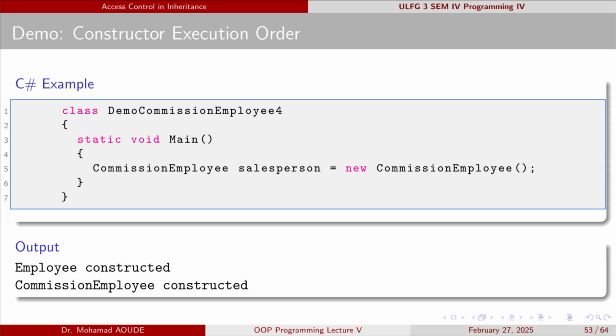This program proves what we just said. When we create a commission employee, the console outputs employee constructed, commission employee constructed. This reinforces the top-down nature of constructor calls in inheritance. It's also a good debugging tool. If something goes wrong during initialization, these messages help trace what was run and in what order.